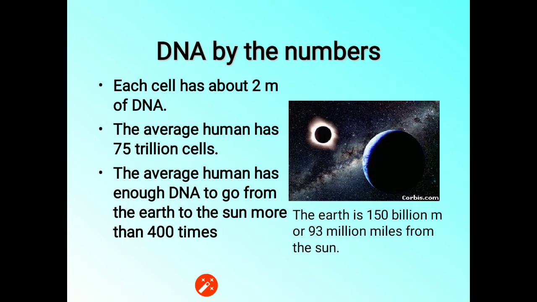Now, some general information about DNA. Each cell has about 2 meters of DNA. The average human has 75 trillion cells. The average human has enough DNA to go from Earth to the Sun more than 400 times. That means this data is giving us an idea of how huge an amount of DNA is present in a single body.